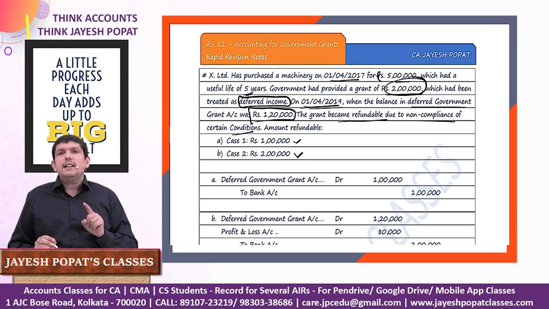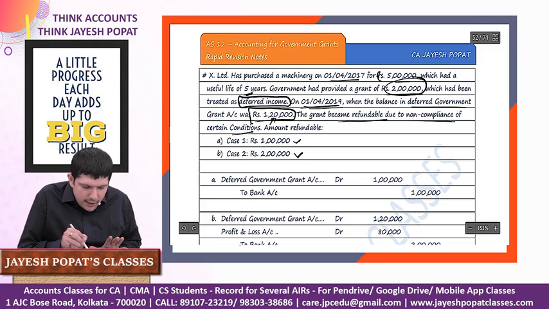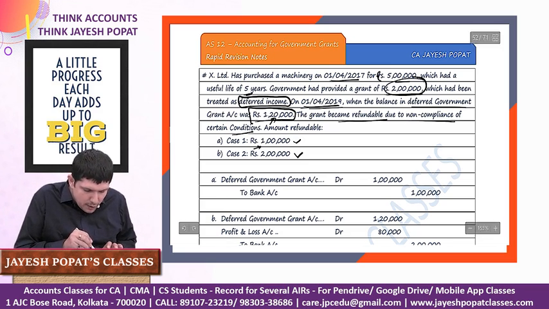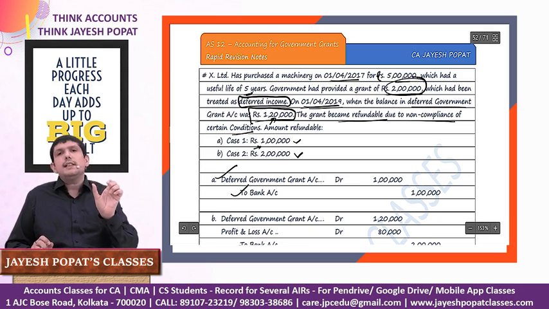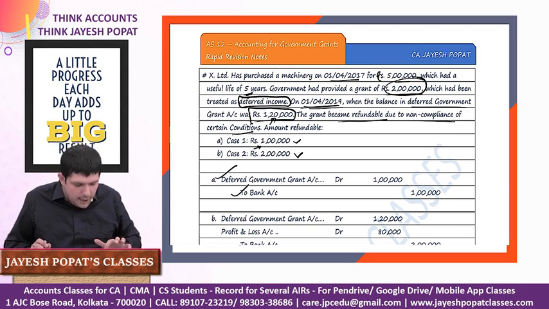So if there is a deferred credit, you have to reverse that deferred credit. The balance in deferred credit is 1,20,000, whereas in the first case the refund is only 1 lakh. So your entry will be deferred government grant debit 1 lakh to bank account 1 lakh. The balance 20,000 will be credited to the PL as per the proportion of depreciation on the asset.